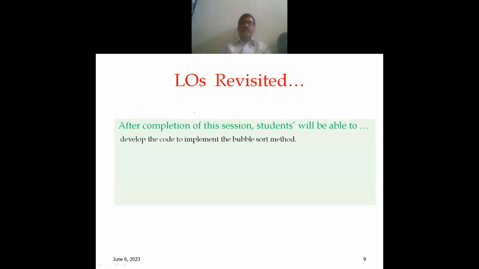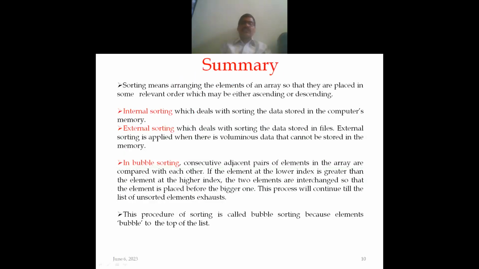So lecture outcomes are revisited here. After completion of the session, students will be able to develop the code to implement the bubble sort technique. Fine. So the summary of the session is that we started with the discussion on sorting. Sorting is nothing but arranging the elements either in ascending or descending order. There are two different types of sorting: internal sorting and external sorting. Internal sorting is sorting the data which is stored in the computer's memory, for example, data stored in arrays.